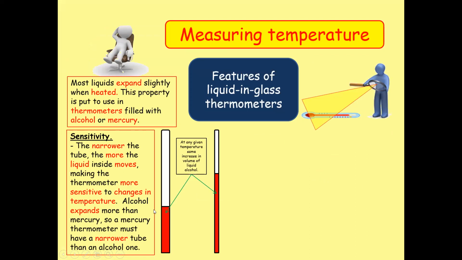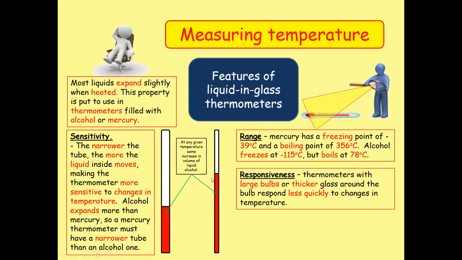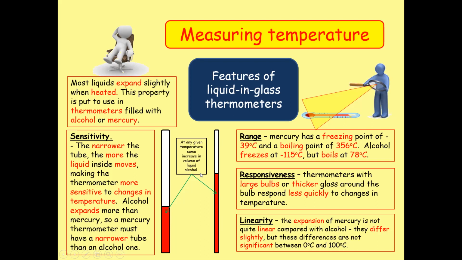The first one we discussed was sensitivity. Sensitivity means for a small change in temperature, there's a greater change in the level of the liquid. So the right hand side thermometer is more sensitive as compared to the left hand side because it shows a greater expansion.